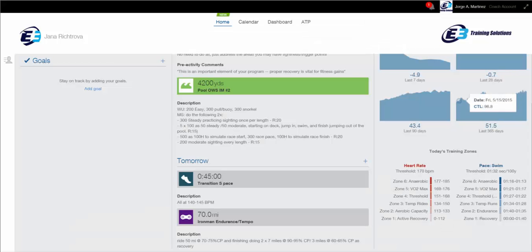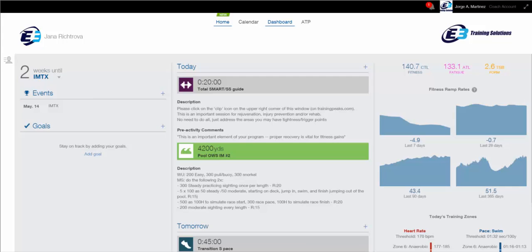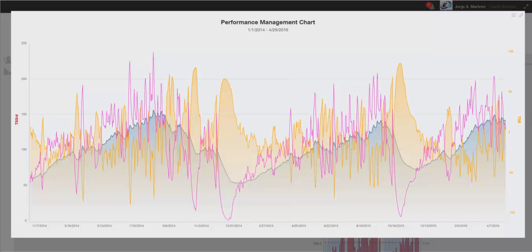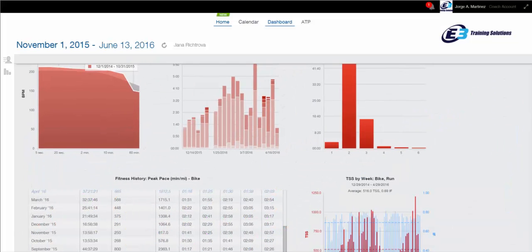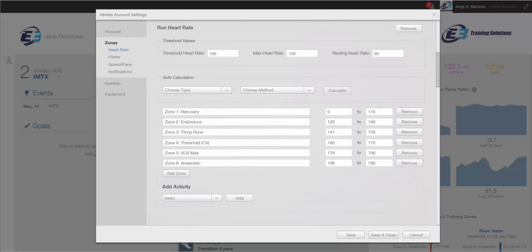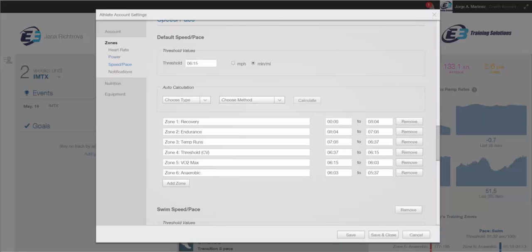So why is that important? Because the software, if we go back to the dashboard and the performance management chart, in this particular case, basically what it does is, if you do an activity and we already define a threshold, so let's say for running, for Yana, her threshold for run, that's heart rate, speed. For running, her threshold is 6:15. So if she were to do something like between a 10K to a 15K, between 40 minutes to an hour, she should be able to sustain roughly that pace.